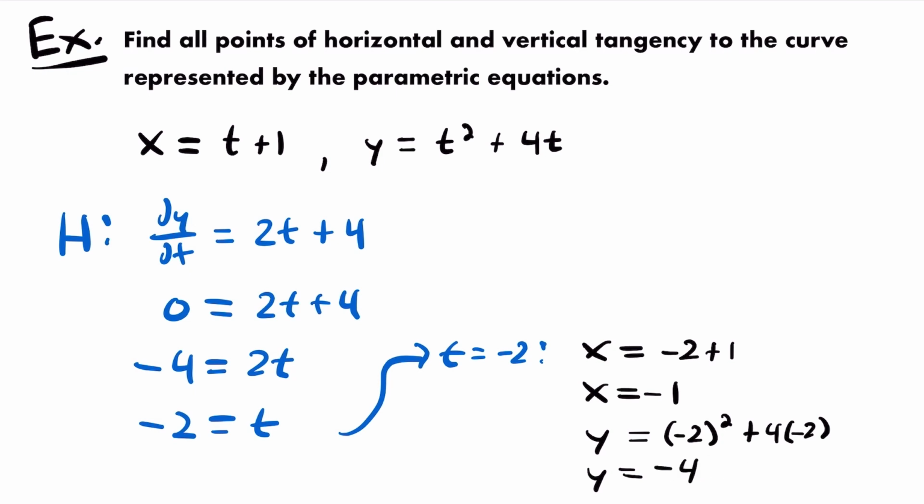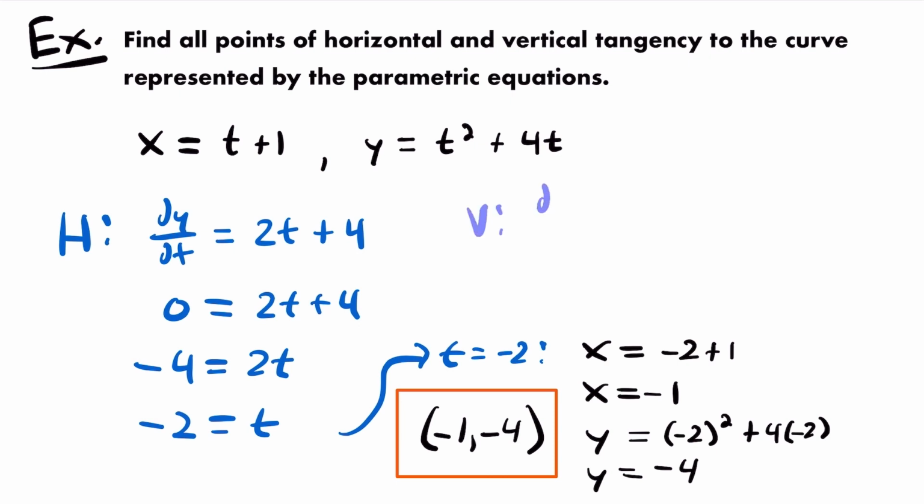All right, so now we have our x and y coordinate. At the point (-1, -4), we have a horizontal tangent line on the curve represented by these parametric equations. All right, and so that is the only point of horizontal tangency. Now let's see if we can find any points of vertical tangency where we have vertical tangent lines. And so for vertical tangent lines, we want to find dx/dt and set that equal to 0.